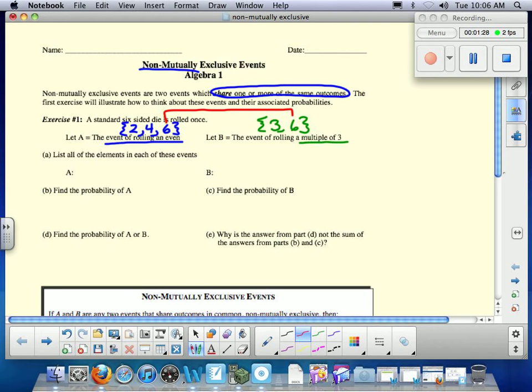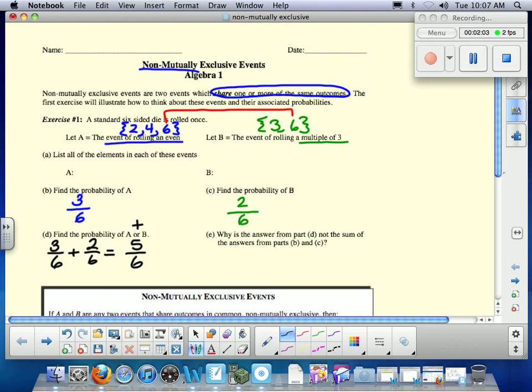So what's the probability that we're going to roll an even number? 3 out of 6. Good. What's the probability that we're going to roll a multiple of 3? 2 out of 6. What's the probability that we're going to roll an even or roll a multiple of 3? We talked about ors last week, meaning that we add. Okay, so 5 out of 6.